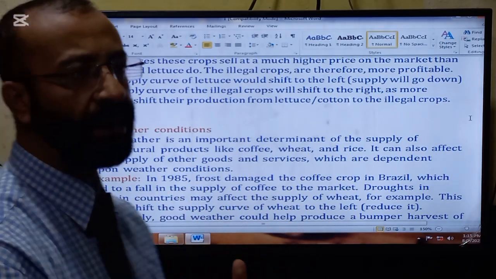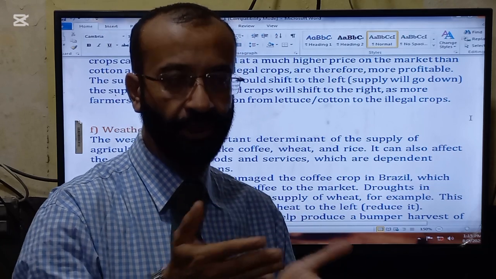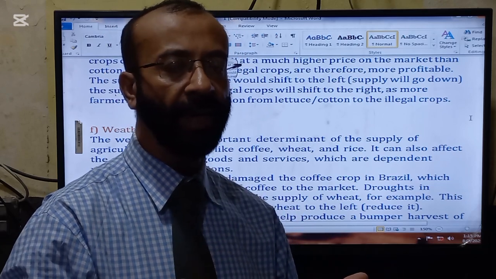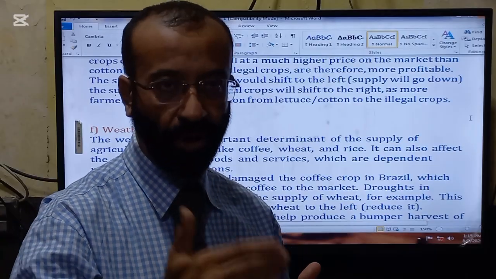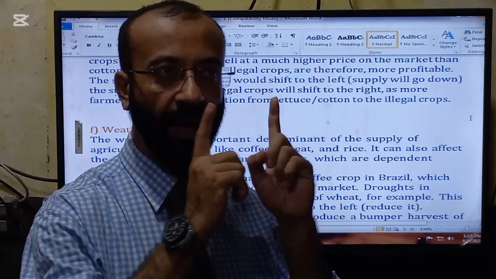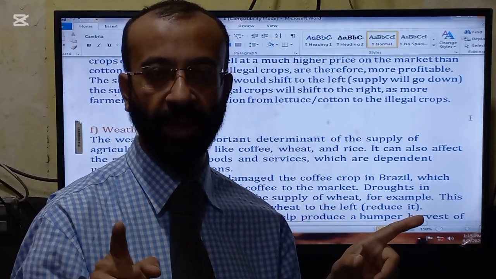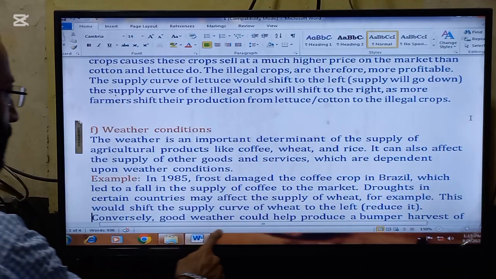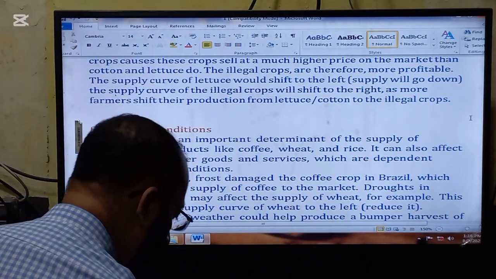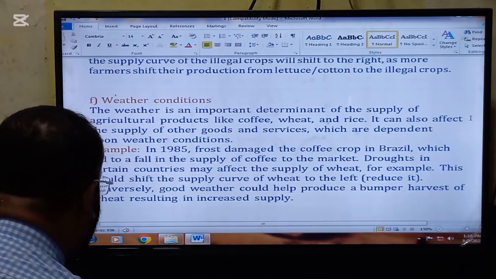For example, this would shift the supply curve of wheat to the left. So this is very common sense. If the weather is favorable for the commodities to grow, definitely a bumper crop will be there, so there will be more supply. And if there are unfavorable weather conditions for the commodities, there will be less supply. Conversely, good weather would help produce a bumper harvest of wheat, resulting in increased supply.